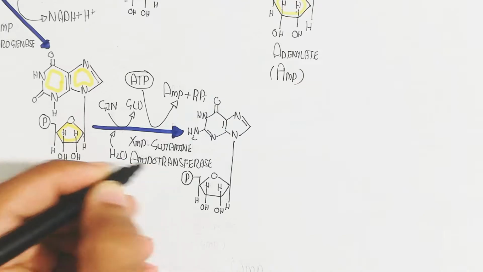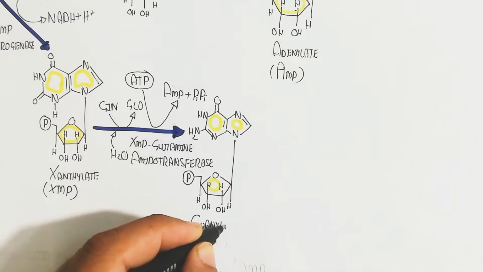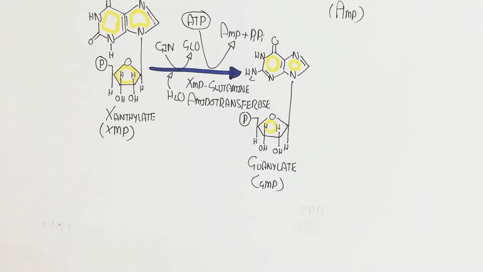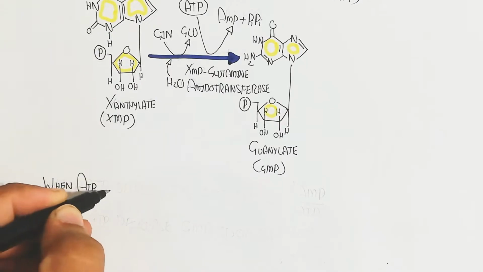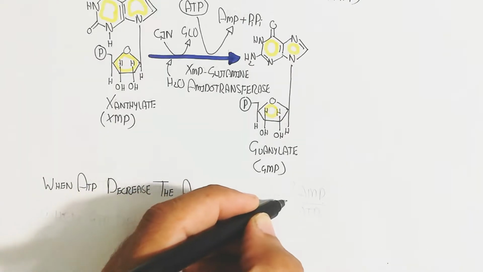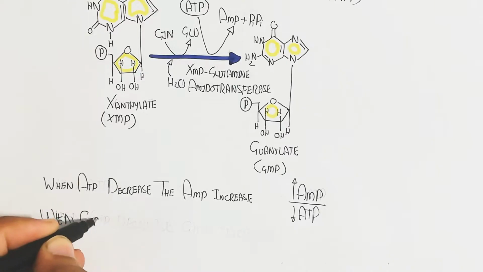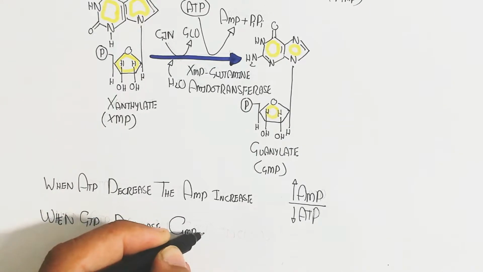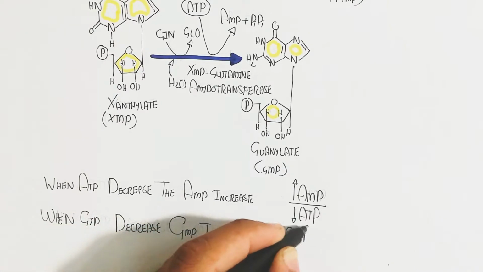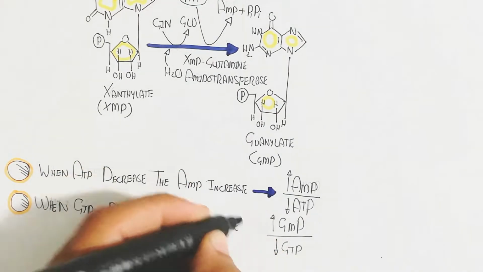GMP is also like adenosine monophosphate, so two molecules are formed. Remember this; we will understand these molecules during the cell signaling pathway. When ATP decreases, AMP increases, and when AMP increases, the second messenger cyclic AMP is formed. On the other hand, when GTP decreases, the ratio of GMP increases. I hope this makes sense for the biochemistry of AMP and GMP formation.